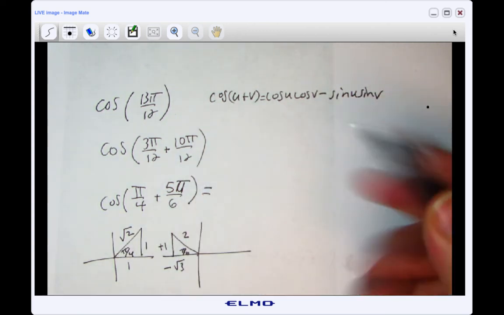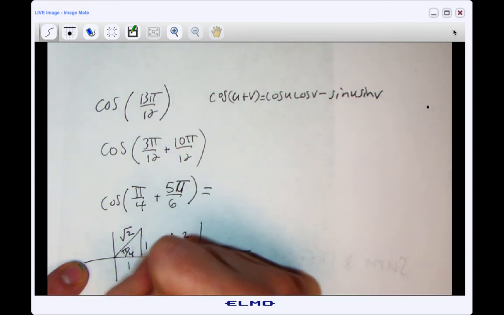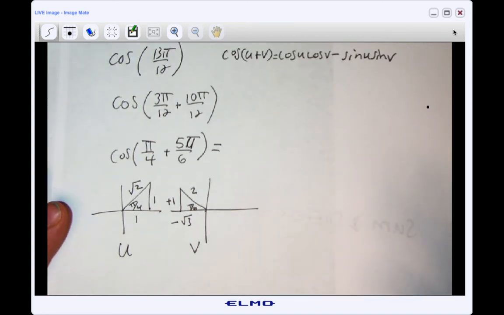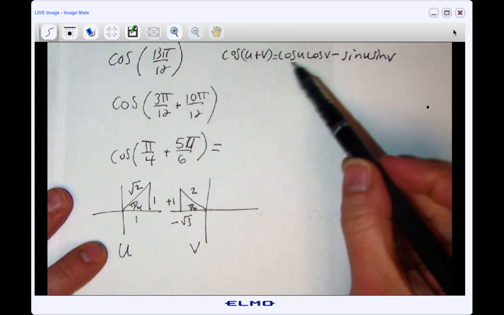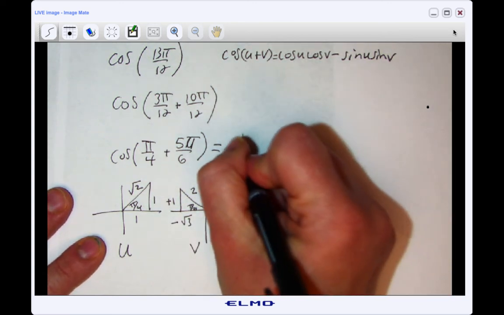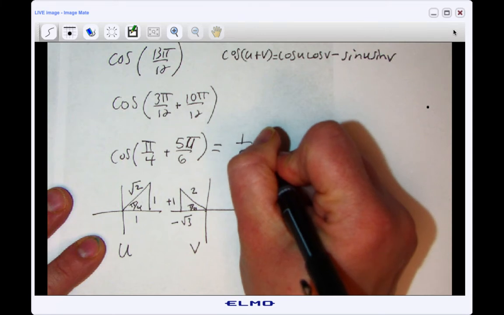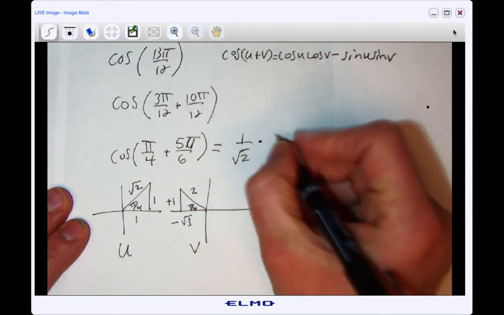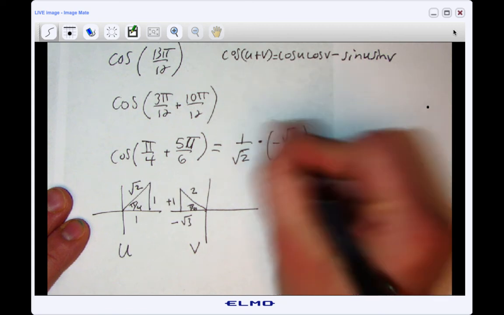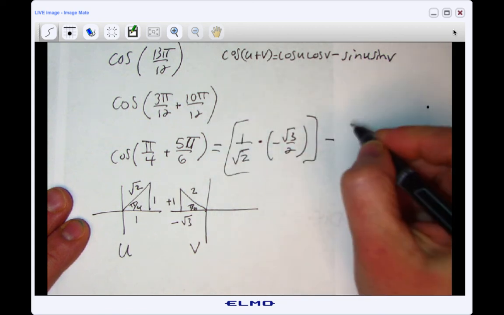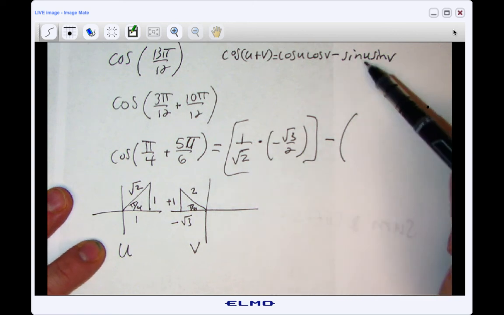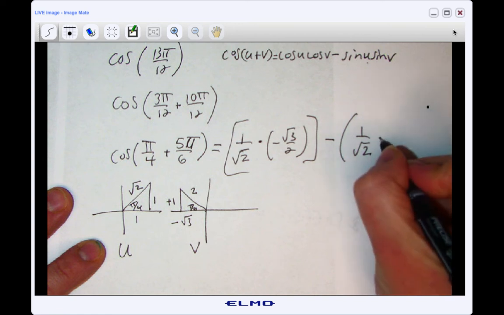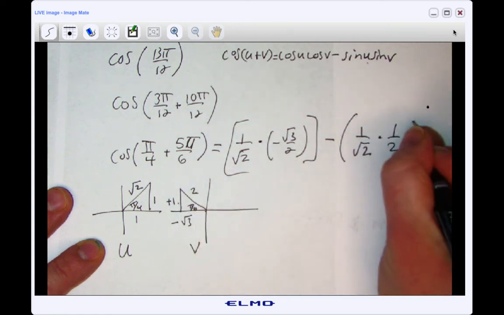You ready? Let's go. Cosine u. Remember, this one is u, and this one is v. So I will label them such, again, just so I don't have to use any brain energy to try to remember what I'm doing. So cosine u is going to be 1 over root 2 times cosine v. So that's going to be root 3 over 2, a negative. And that whole thing minus. Over here, we're going to have sine u, so that's this one, 1 over root 2. Sine v, so that's going to be a 1/2. It's opposite over hypotenuse, of course.